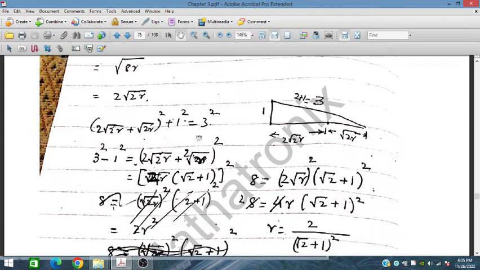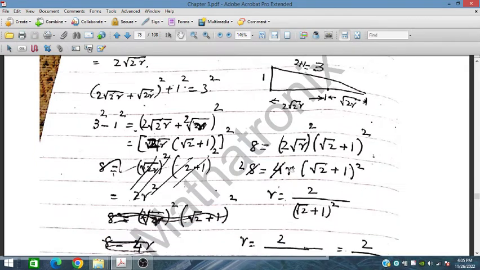By taking Pythagoras theorem, this is 3 square, 1 square plus this square is equal to 3 square. So on solving, we have 1 minus here, so this is 8 plus is equal to, and 2 under root 2 may be taken out common, so 2 under root r square may be taken out common, so it becomes 4r, and this is under root 2 plus 1 whole square. So this 4 will cancel out this r, 2 gets 2, and this r is equal to 2 upon under root 2 plus 1 whole square.